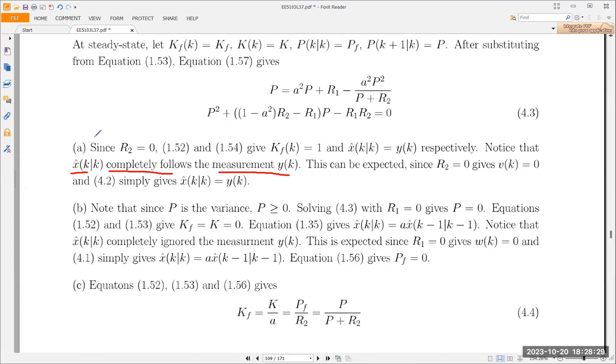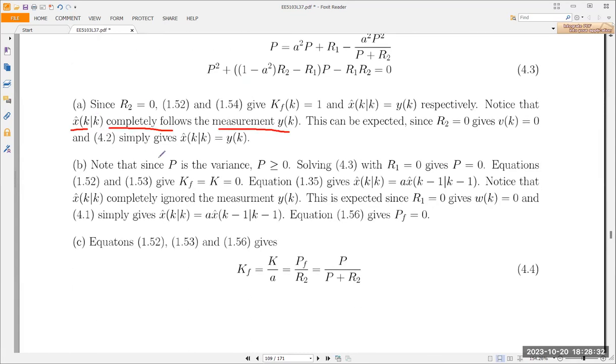So that is A. B. So now for B, you see, I told you before, P is the variance. What is variance? Variance is you square the noise, then you find the average. Oh, then square noise must always be a positive number. Square cannot be negative. So you square the noise, then find the average. So that the average must be positive because you square all the noise, it must be a positive number. So P must be positive.